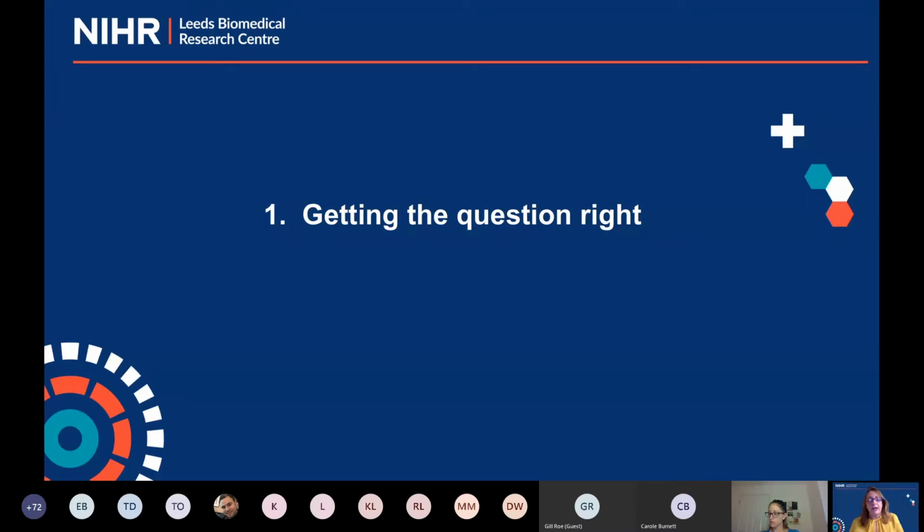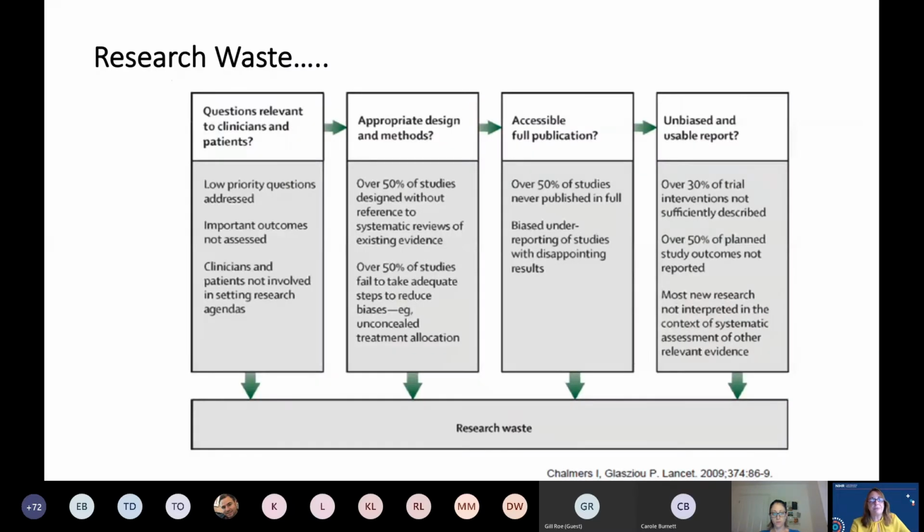The first and probably the most important question, and I'm absolutely delighted that so many LTHT people are here, because one of the key issues is that having clinicians do research is incredibly important, because clinicians ask smart questions. So I wanted to talk about how you can make sure that you've got the question right.